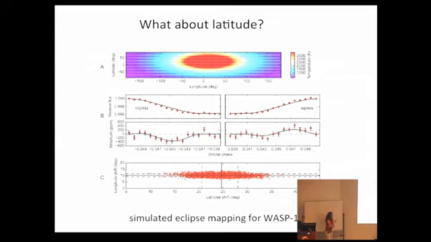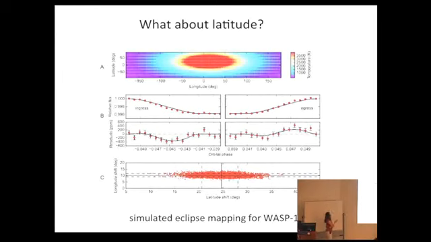I want to talk about another very preliminary thing that I'm going to be working on this summer. This is a technique that we can use to actually learn about the latitudinal temperature structure of the atmosphere of a planet, and this has not been done that much. The technique is called eclipse mapping. What you do is you measure a very, very precise eclipse light curve for the planet. I'm showing just the ingress and egress here. That's why it looks so weird.